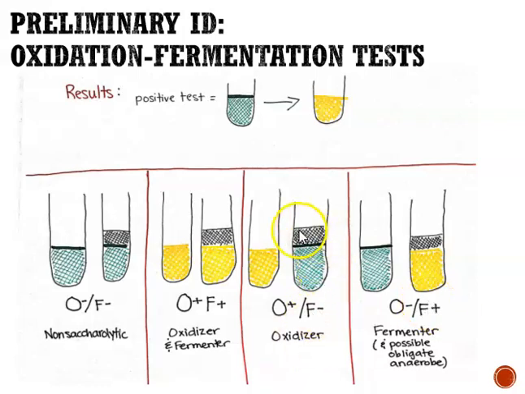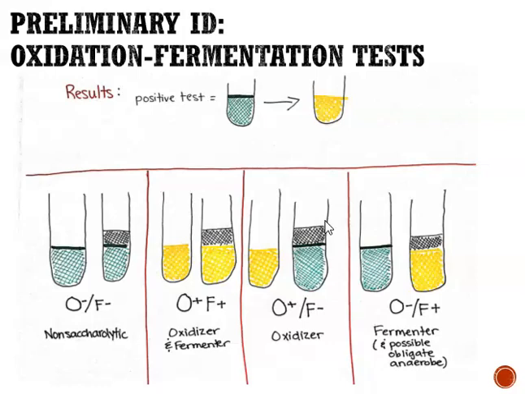If we have acid only in the open tube, so that would be this one, where we've had the yellow color change in the aerobic tube but not in the anaerobic tube, then that organism is an oxidizer and a non-fermenter. So no acid production in either tube means that the organism is a non-oxidizer or possibly non-saccharolytic. A lot of non-oxidizers will produce alkaline reactions from peptone utilization, so it could turn the media red.